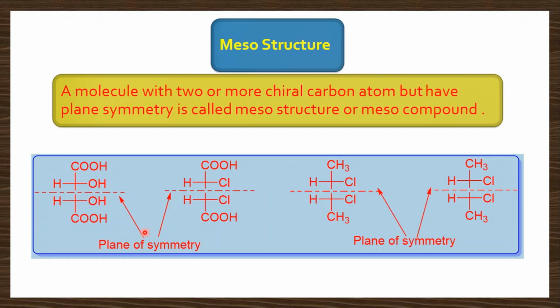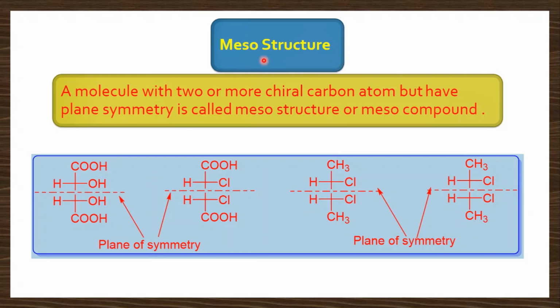Okay. So this meso compound has a plane of symmetry. That's why these are optically inactive, and the optical inactivity is due to internal compensation. Now this is all about your meso structure. Again, I am explaining what a meso structure is.